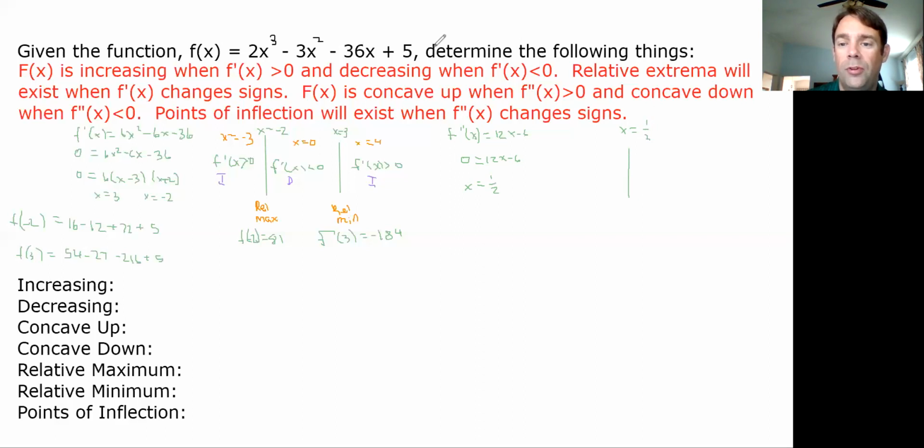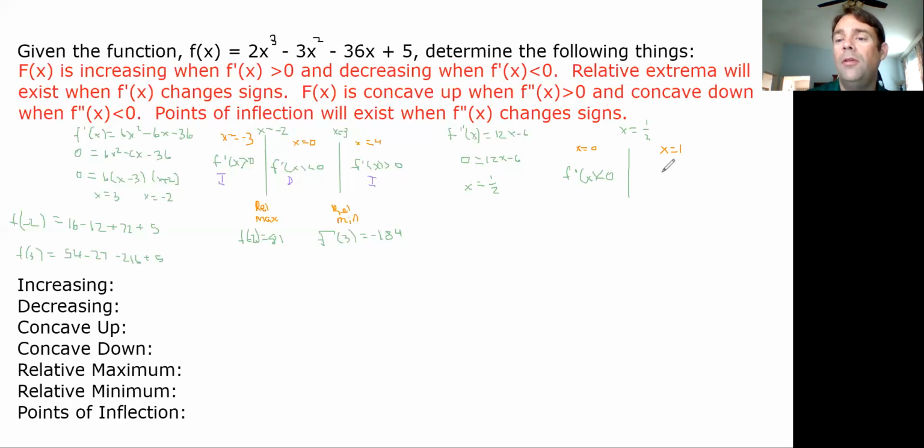Pick my values to test. Let's try 0 and 1. Those seem like the easiest. When I plug in my 0 into my second derivative, I get a negative value. So it's concave down there.